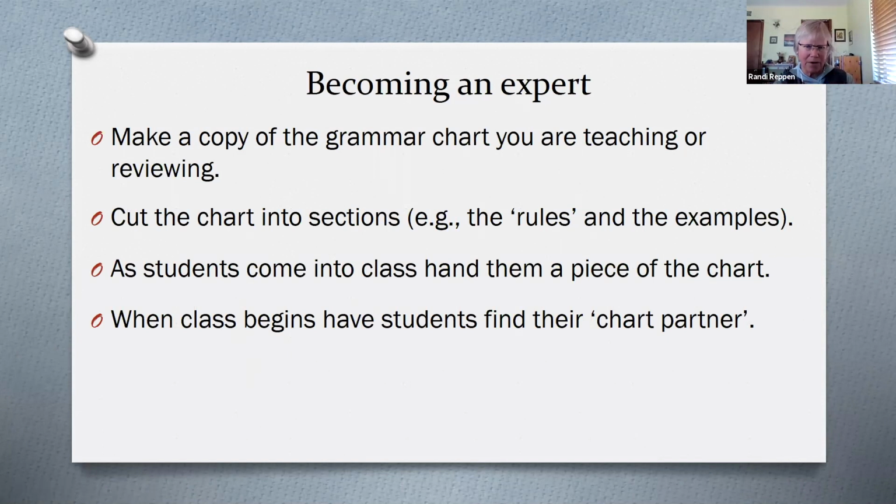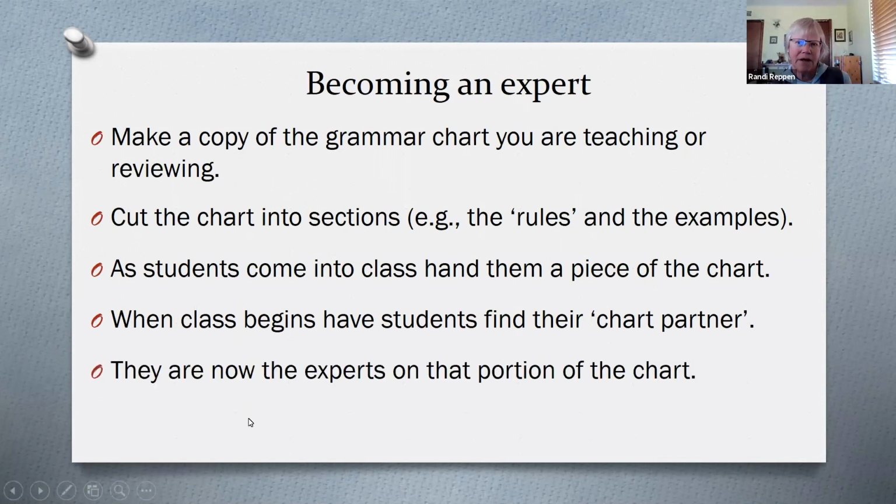So they're going around talking about, do you have the other half of this? I have the rule. Which rule does this apply to your examples? And then those students become the experts on that portion of the chart. So this could also be used later on in writing and peer editing.